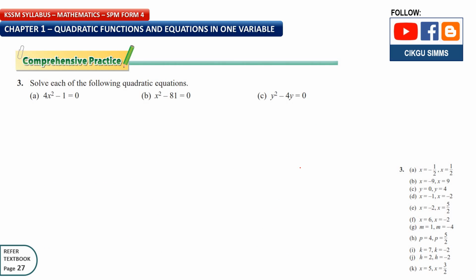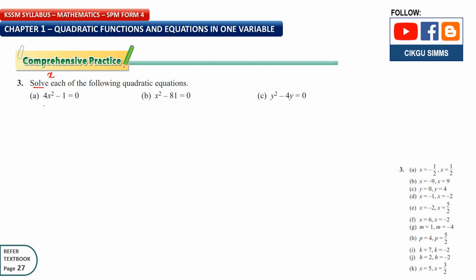So let's see question 3. Solve each of the following quadratic equations. When you see solve, you need to find the value of x. Okay, so first one, 4x squared minus 1 is 0. Okay, so there we need to do the factorization.